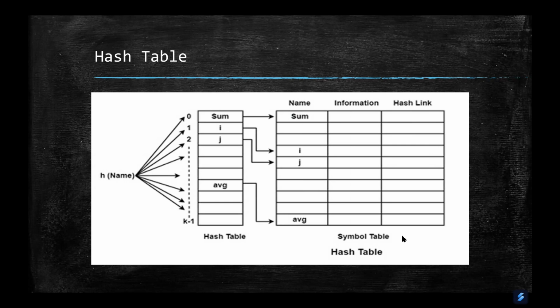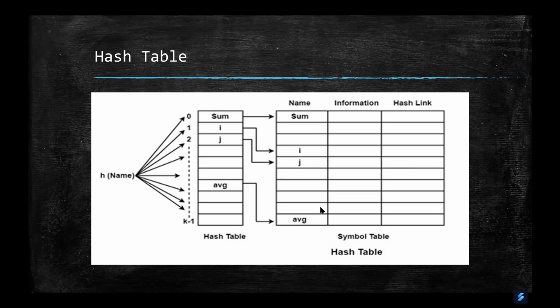The hash table and the symbol table can be shown below, shown on the screen here. Here we have h of name. Here we have the hash table 0 to k minus 1, and it has pointers pointing towards the symbol table: sum, i, j, average in the symbol table.